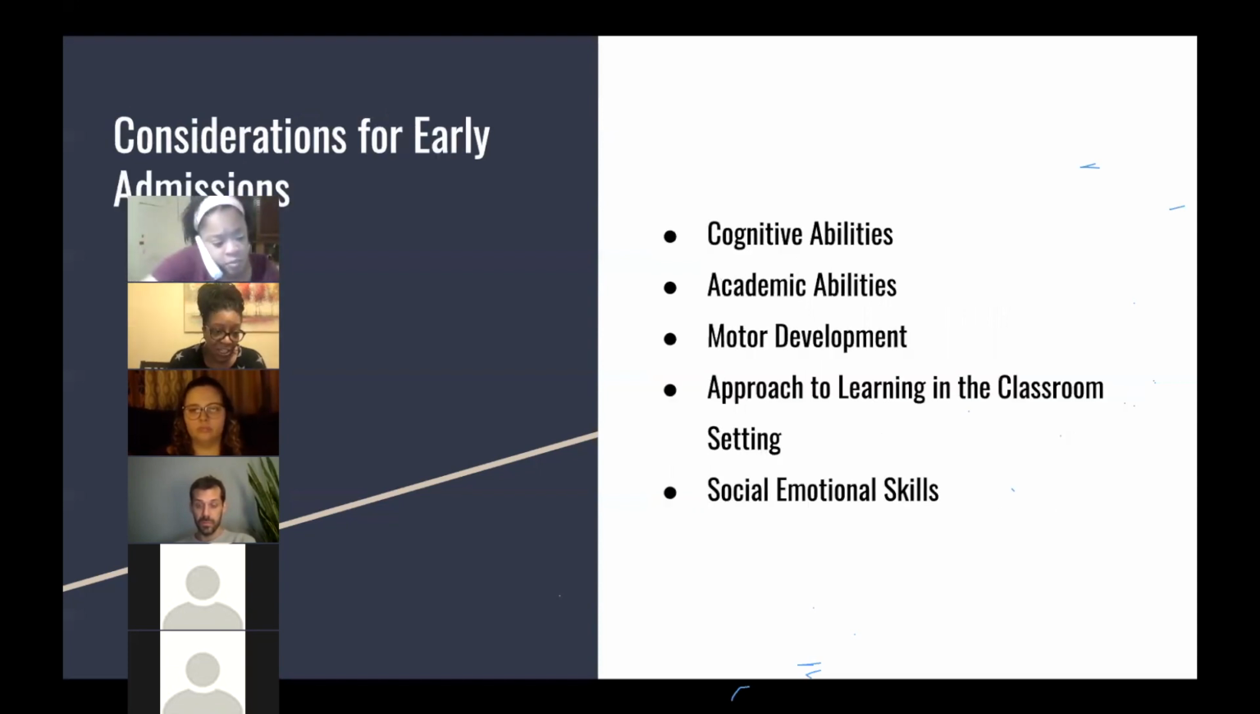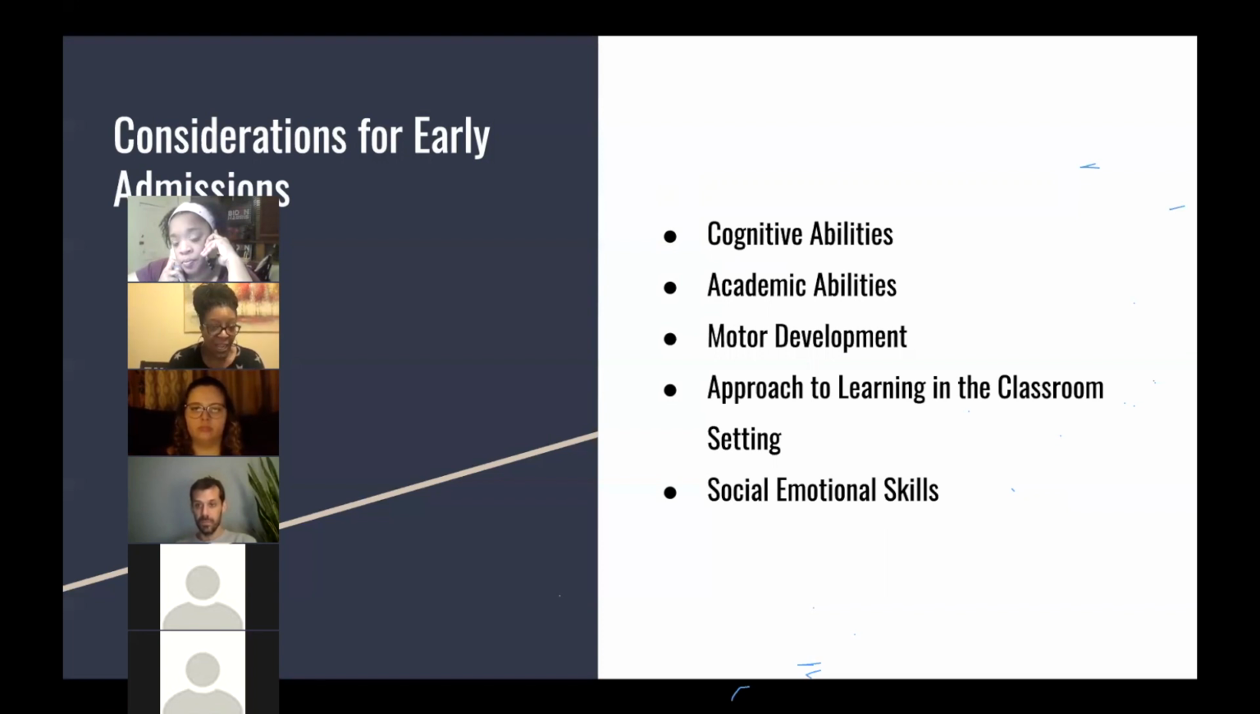So there are many considerations in terms of a student who is eligible for early admission. As we'll talk about a little bit, there is a process around the assessment that we look at. There are a number of different domains that are important for us to probe to determine a student's readiness for early entrance or early admissions. So we obviously want to look at cognitive abilities, and this means a child's verbal ability, nonverbal ability, working memory, and ability to approach novel problems and engage in problem solving, both visually and verbally.